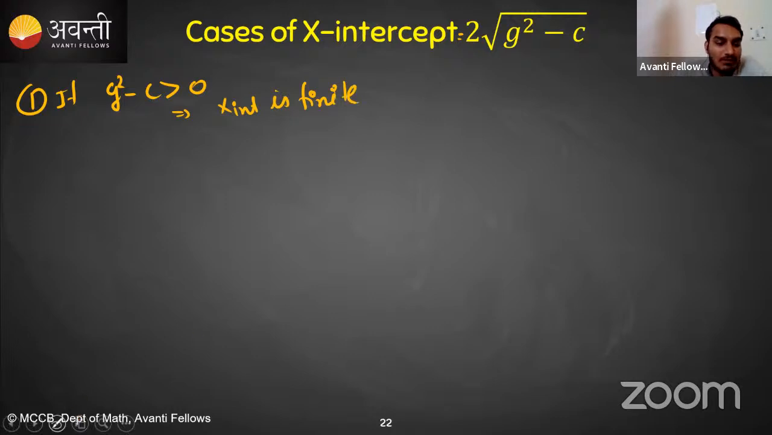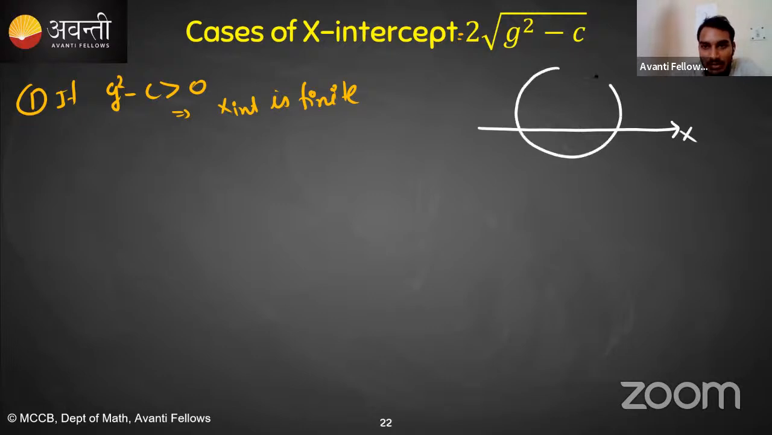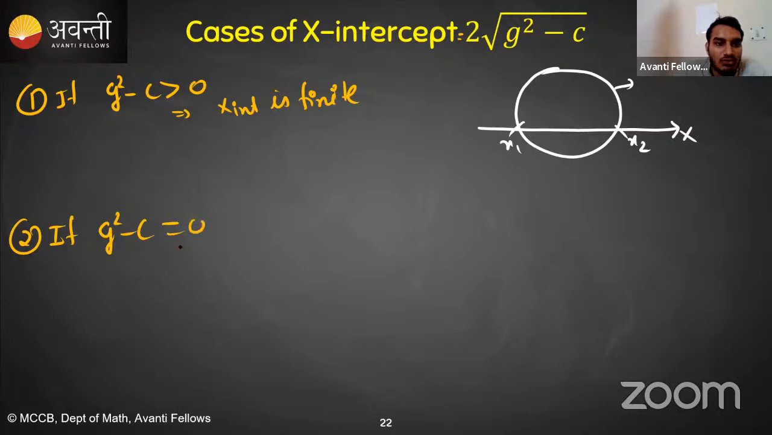So what situation will be there? Let's say this is your x-axis. Something like this you will get. If this is a circle, these are x1 and x2. So when g square minus c is greater than 0, our circle is intersecting the x-axis at 2 distinct points. Clear?